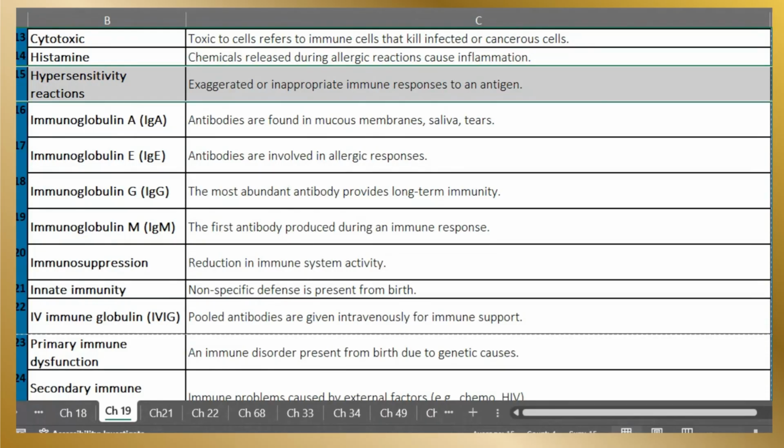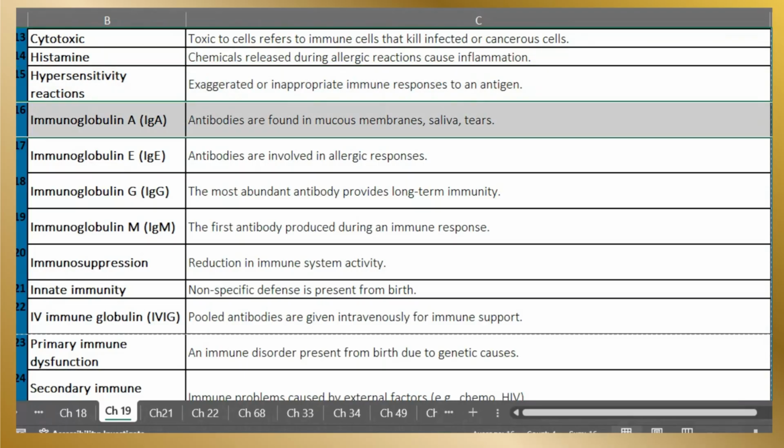And hypersensitivity reaction is an exaggerated or inappropriate immune response to an antigen. So the hyper, we know it's up or too much, too strong a response to something small.